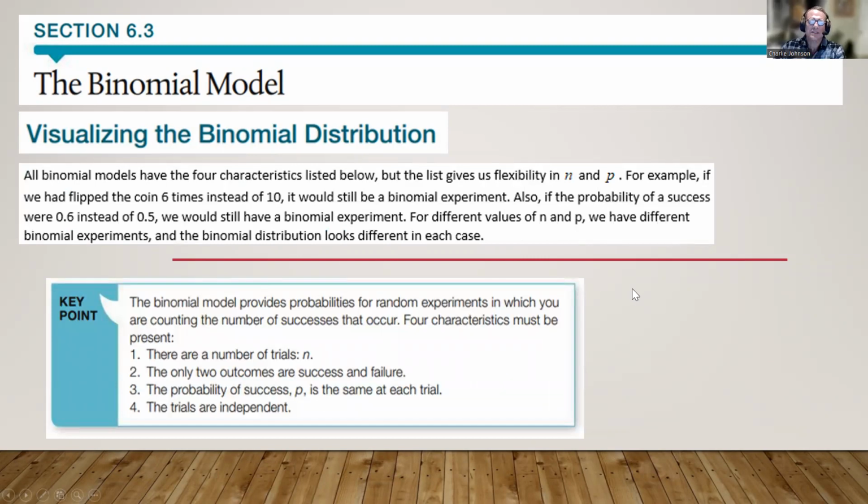All binomial models have the four characteristics listed below. But the list gives us flexibility in what n and p can be. For example, if we flip the coin 6 times instead of 10, it would still be a binomial experiment. The number of trials would be 6 instead of 10. Also, if the probability of a success were something other than 0.5, maybe 0.6, we would still have a binomial experiment. For different values of n and p, we have different binomial experiments, and the binomial distribution looks different in each case.